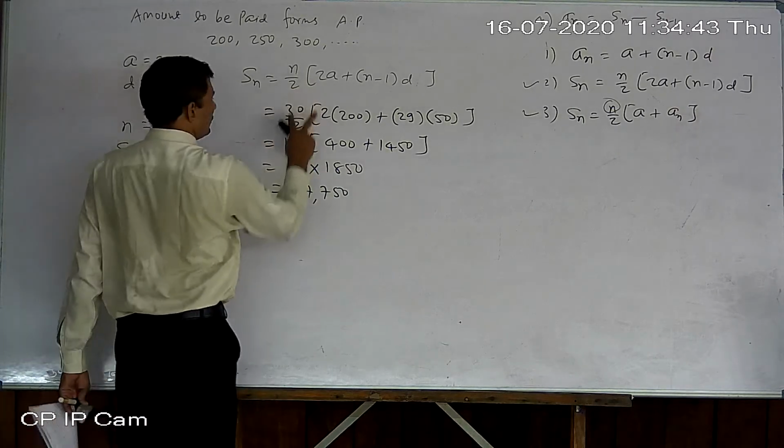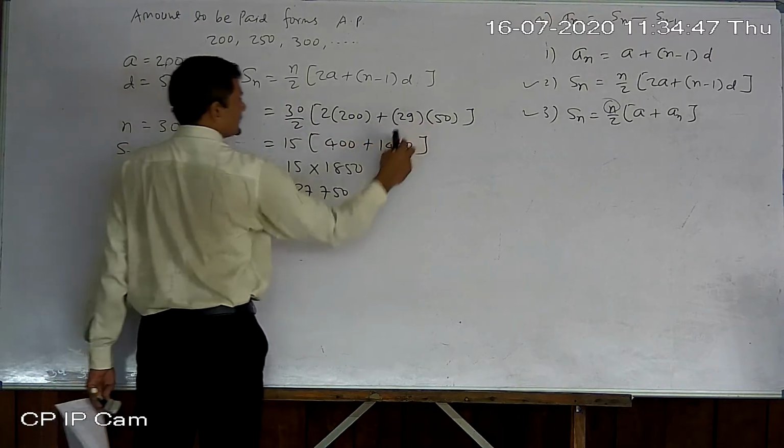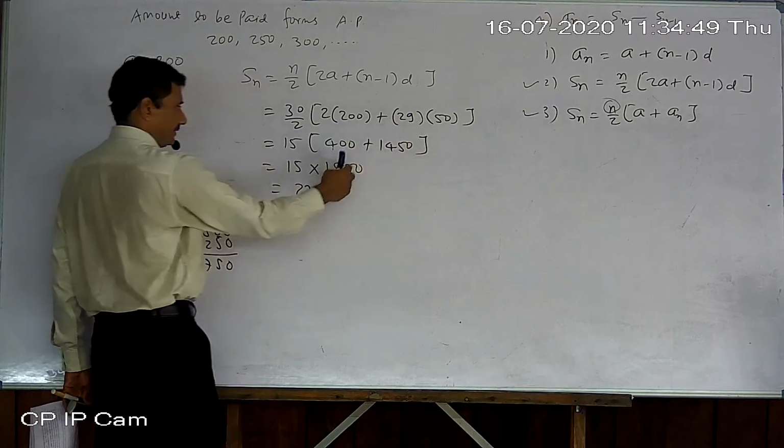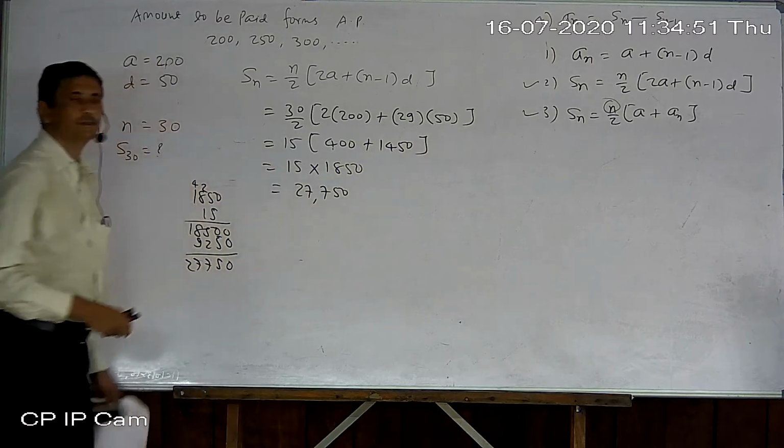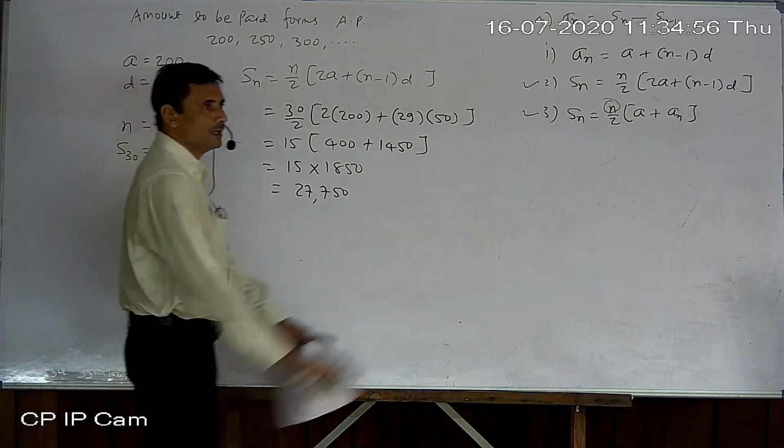Okay. Now all values are placed. 350, 29 into 5, 9 fives are 45, 4 fives are 20, 10, 40. Okay, make the total, then multiply it here. Now look at the next one.